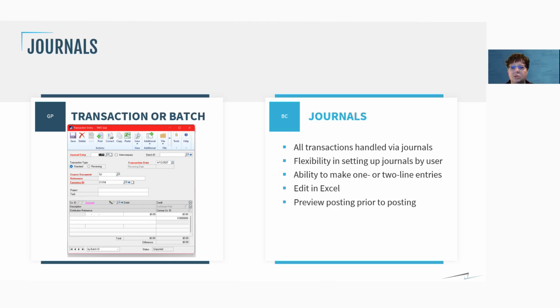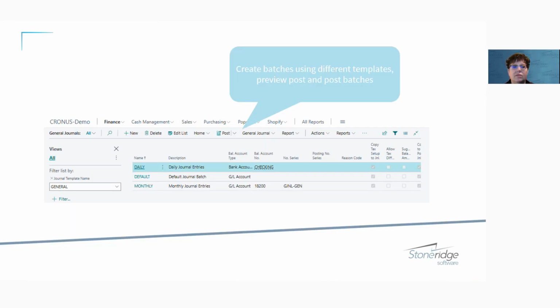And then you do have a preview post in BC so that you can view that posting prior to doing the actual post. And so here in one of our general journals, we have the ability to create these different batches. You can, again, assign these batches based on a username, based on whatever identifier that you typically use. But that allows people to do their work in their own batches, keep track of those, and then you can post those as well and do a preview post as needed.